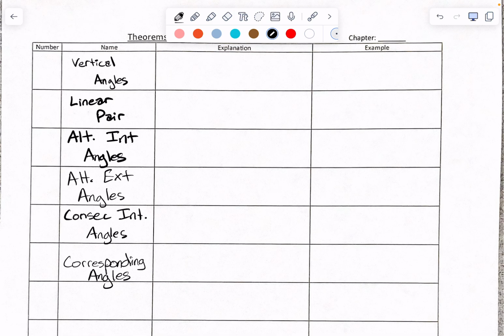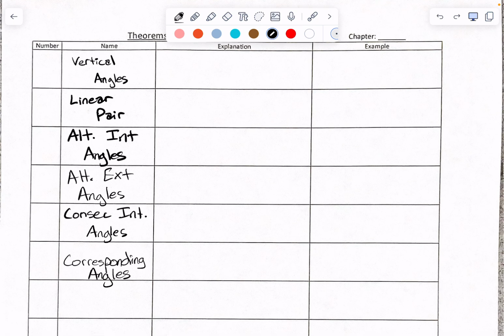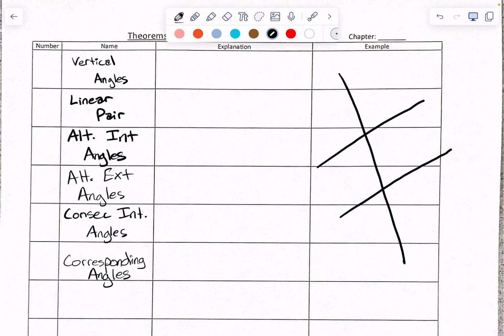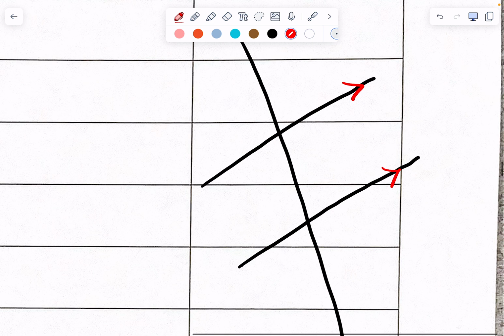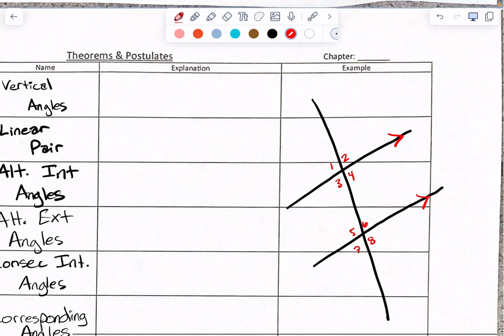All right, I'm going to use one diagram for this whole thing. So imagine that these are all connected right here, right? Okay? So I'm going to do one transversal that's going to go like this. And I'm going to have 2 parallel lines that are going to go like this. How can I show that those 2 parallel lines are parallel? First and foremost, let's do a little arrow on each one, right? All right, and then I'm going to name these angles. I'm going to go left to right. So 1, 2, 3, 4, 5, 6, 7, 8.